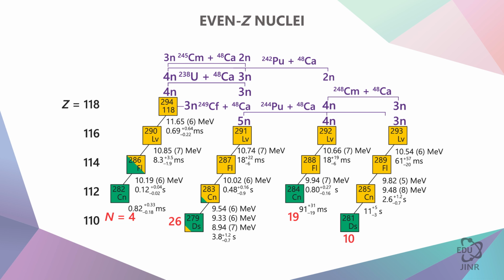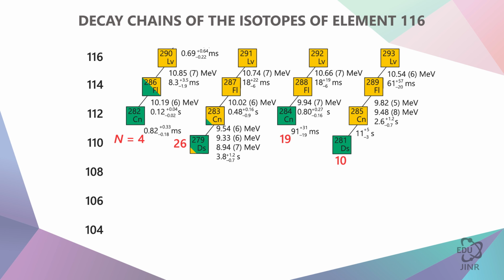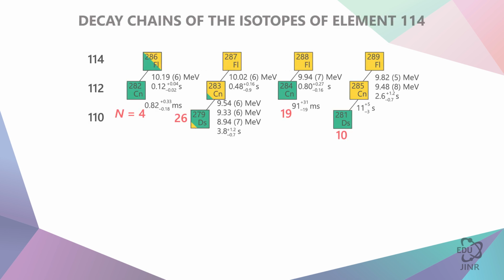Let's remove what is shown at the top of the graph. This is what the isotopes of element 116 look like. Here is the decay. This is even-even. This is also even-even. This is even-odd. This is also even-odd. This is the 114th element, which is the daughter of all of these. They are also even-even, even-odd, even-even, and even-odd.